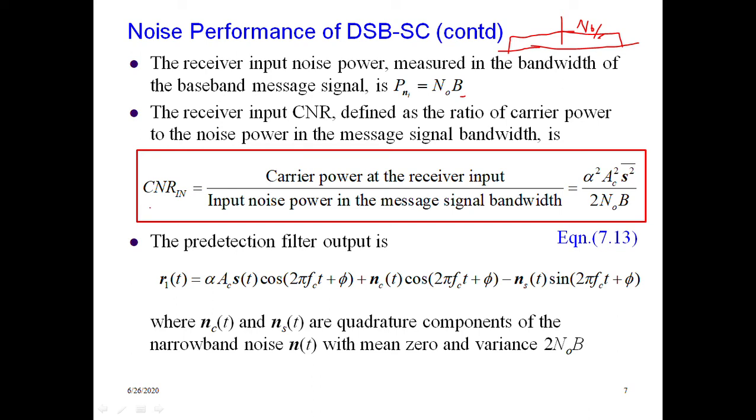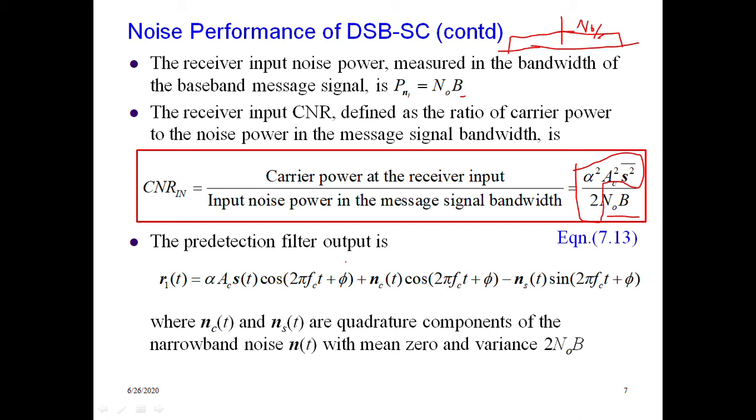At the receiver, if you want to measure the CNR, it has to be the carrier power divided by the input power. So this is just now we calculate the carrier power, and then this is the noise power. So to find the CNR at the input, alpha is the attenuation, alpha squared, AC squared, and S squared bar, which is the average signal amplitude of the signal, divided by 2 and not B.